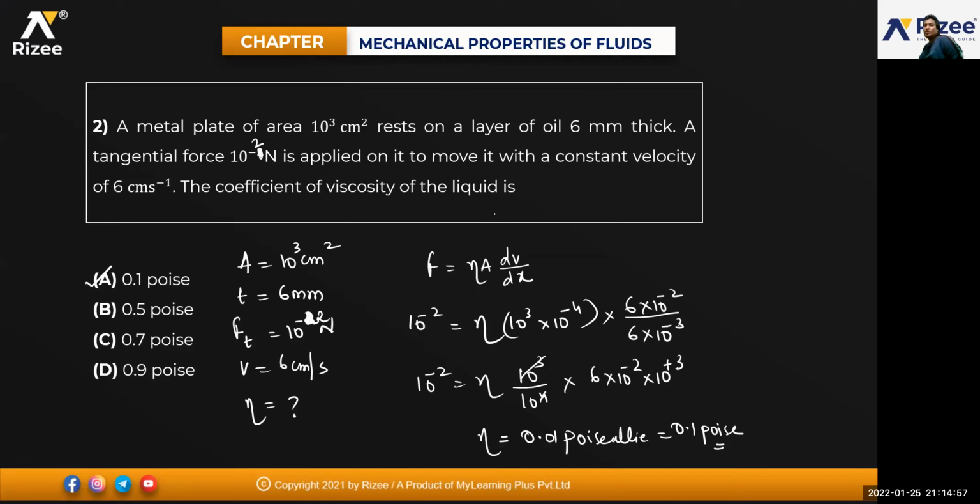So this is the formula you need to remember. F is equal to eta into A, F is equal to eta into A into dV divided by dx. Clear for everyone? Sure.